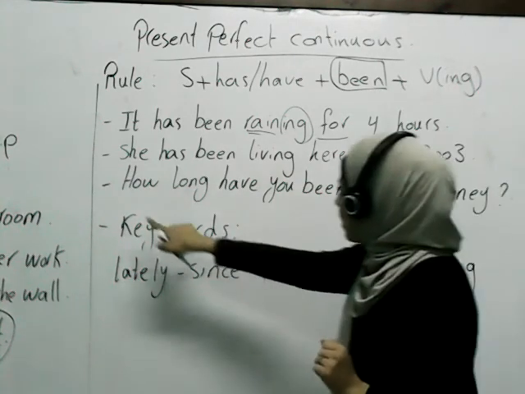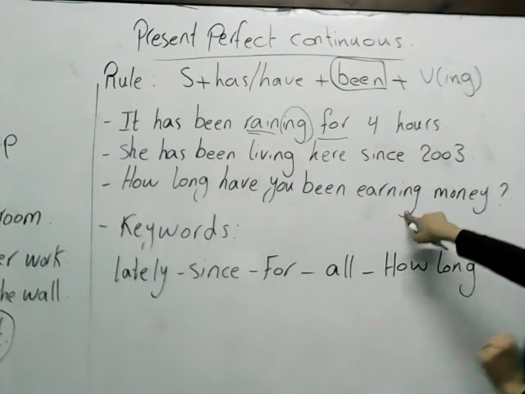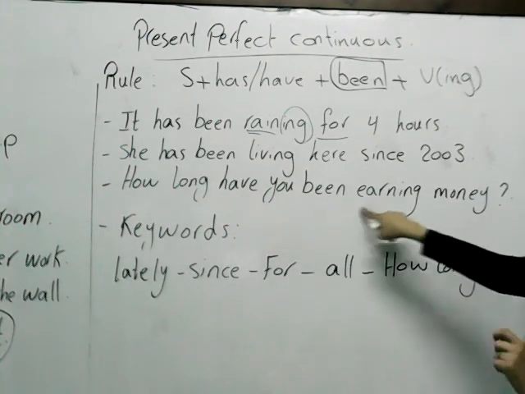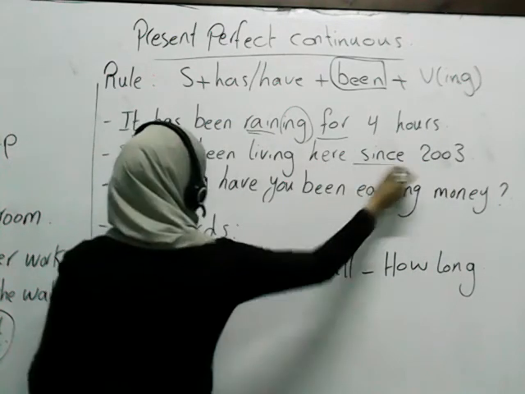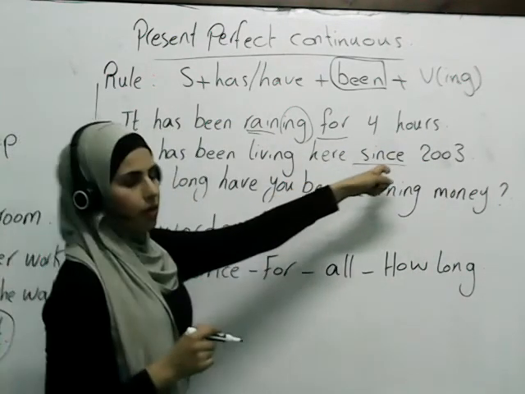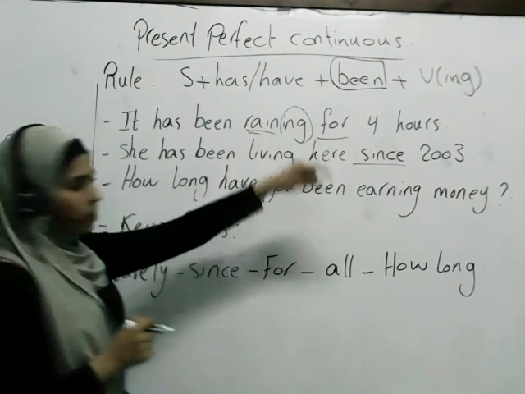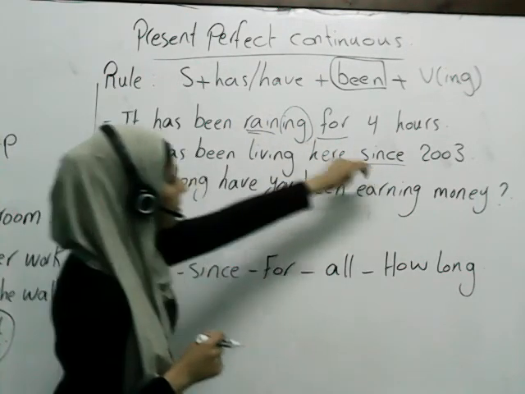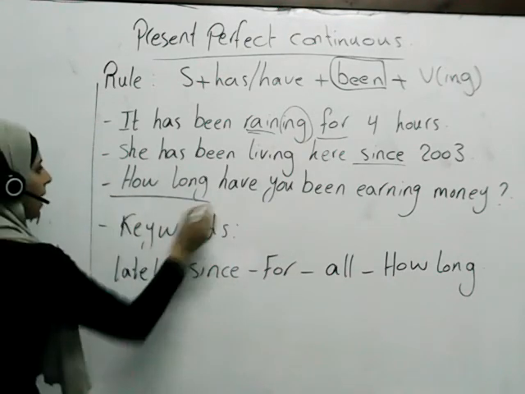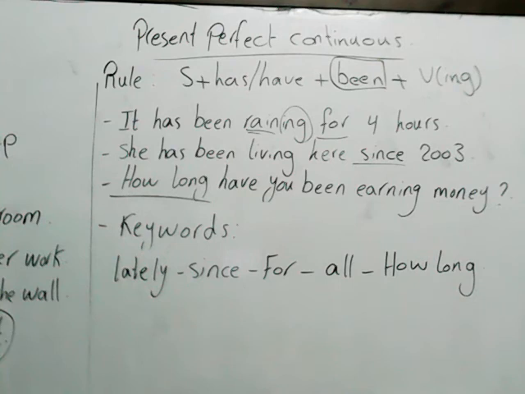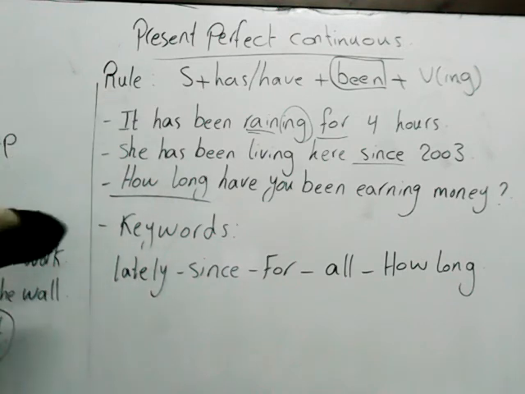Okay. Now, how long have you been earning money? How long have you been earning money? Here, as we said in example 2, since is another keyword. We are talking about keywords, not examples. For and since are keywords for present perfect continuous. The third one, how long. We use it as a keyword, and also we use it to form questions in present perfect continuous.